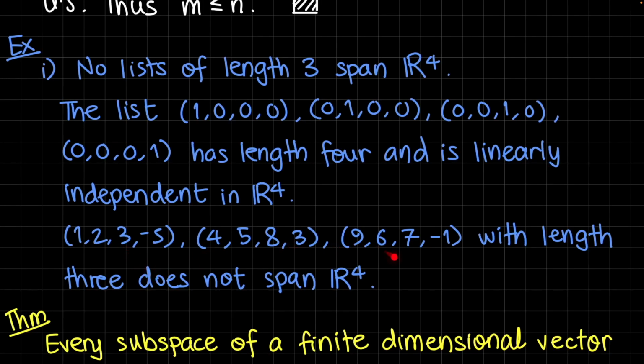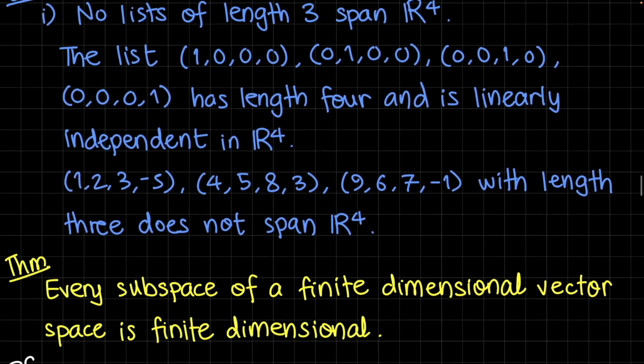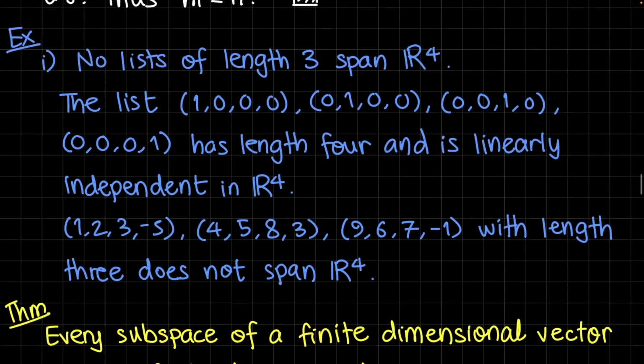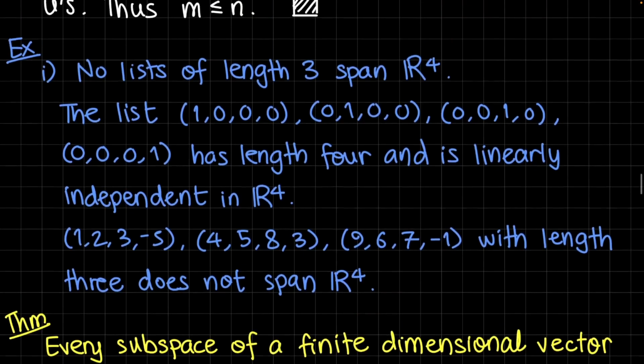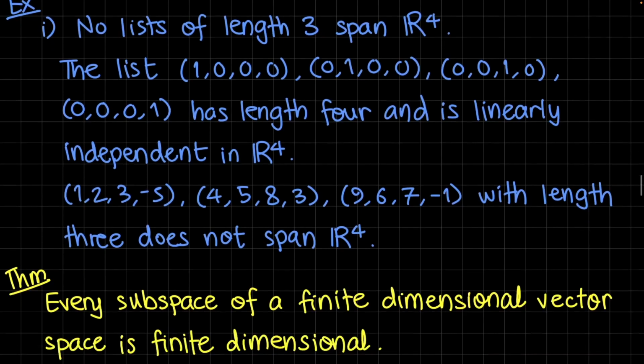So this list of 3 elements, length 3, (1, 2, 3), (-5, 4, 5), (8, 3, 9), (6, 7, -1) with length 3 does not span R4 because of just violating this inequality. So that is a very neat property. You can think of this example as a corollary actually.